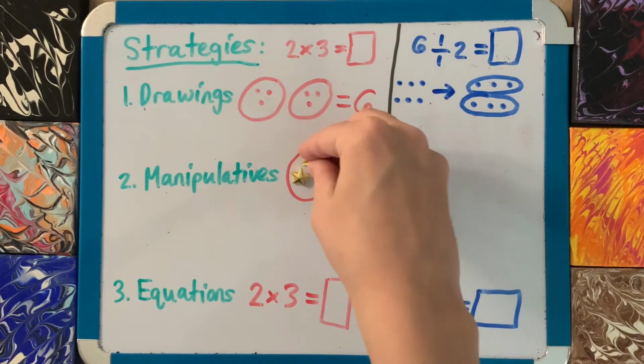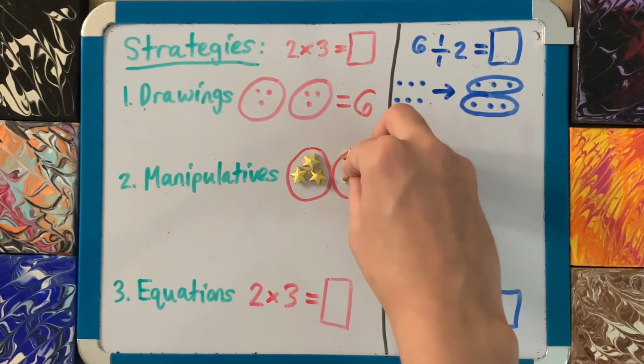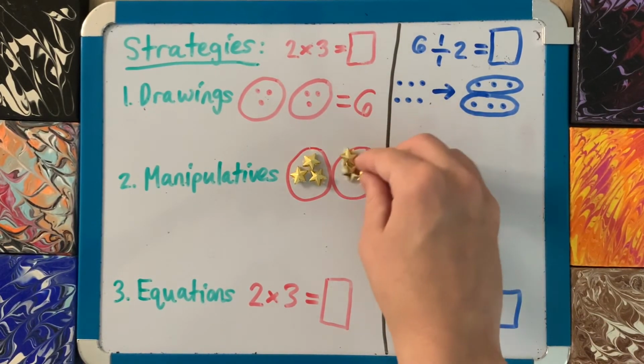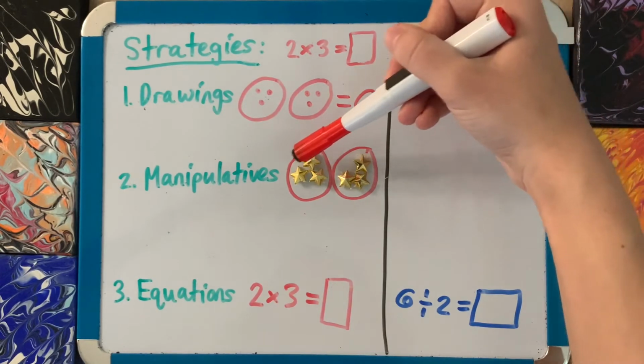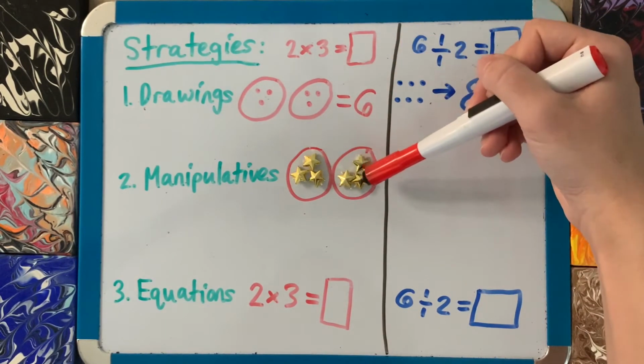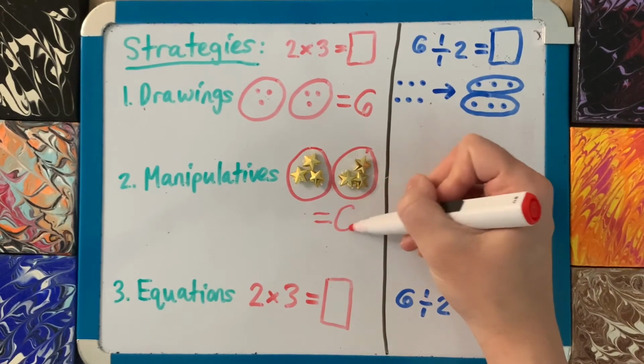So I'll put 3 stars in the first group and 3 stars in the second group. All right, there we go. So 3 stars are in both groups. So now when we add it all together, we've got 1, 2, 3, 4, 5, 6. A total of 6. So we'll write equals 6.